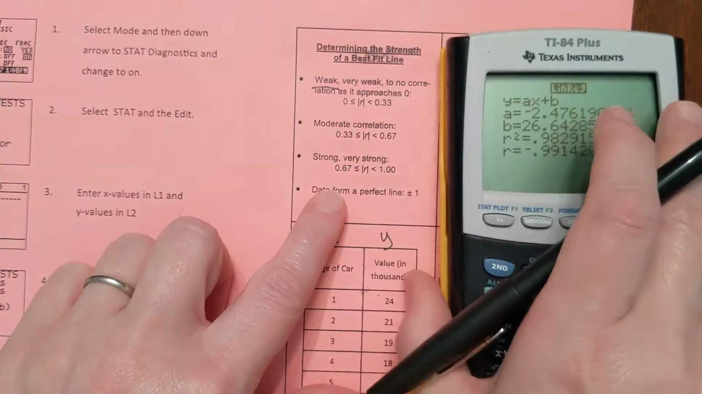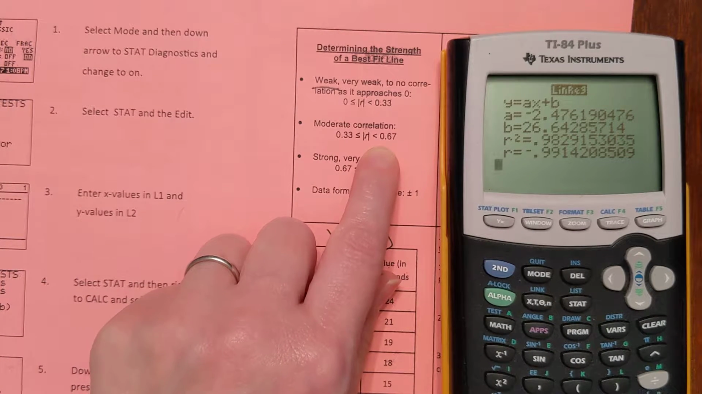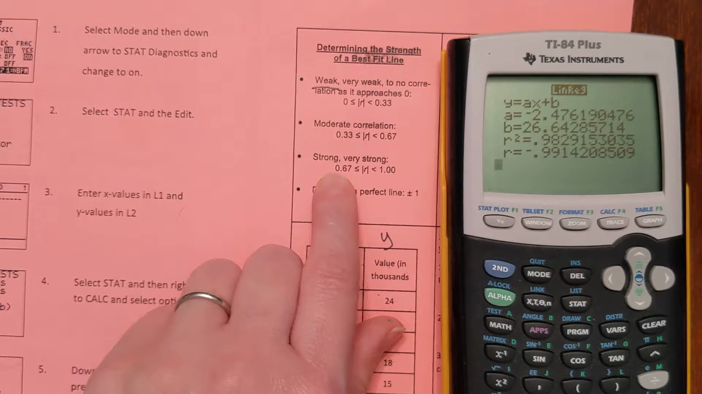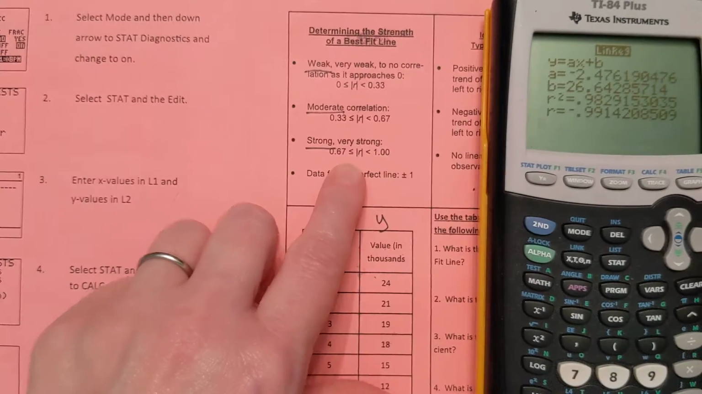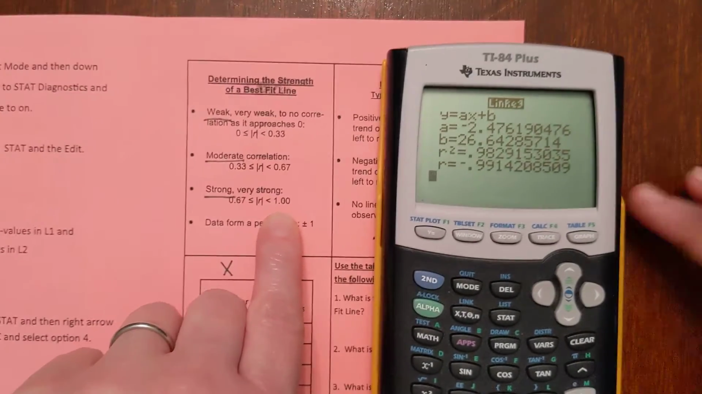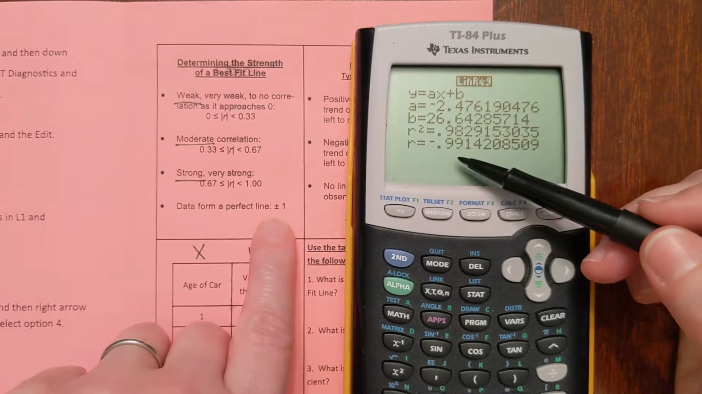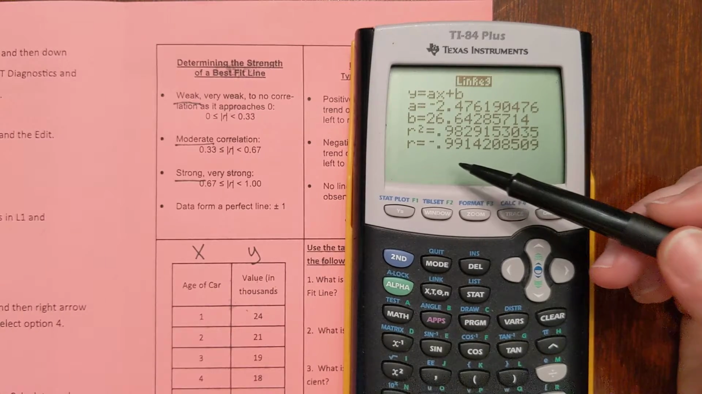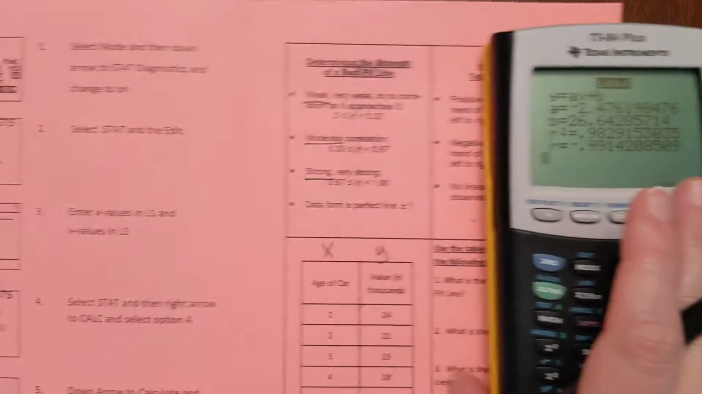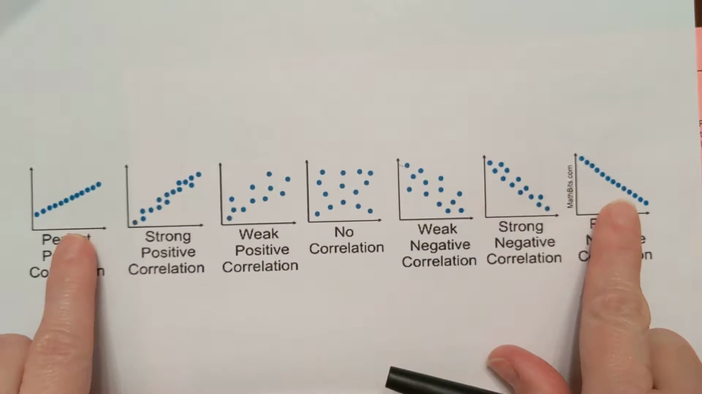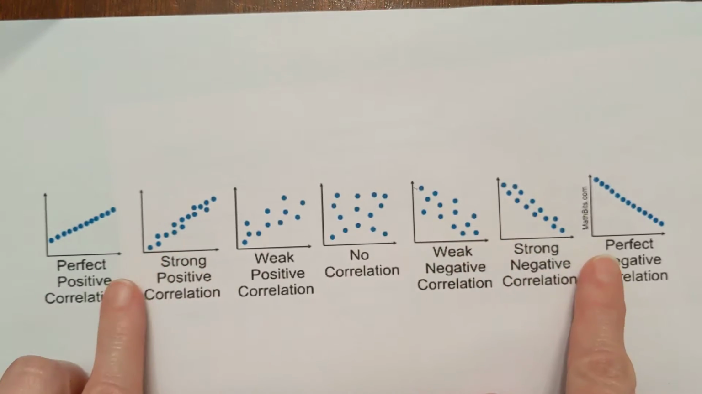Okay? So moderate correlation is greater than 0.33 but less than 0.67. And strong is very, very strong. So strong is going to be greater than 0.67 but less than 1. If your correlation coefficient is positive or negative 1, it is an absolute perfect line, okay? That would be something that looked like these two. So you can match up this table, these values, with these correlations that I'm showing you here.